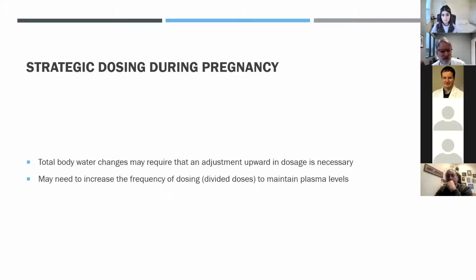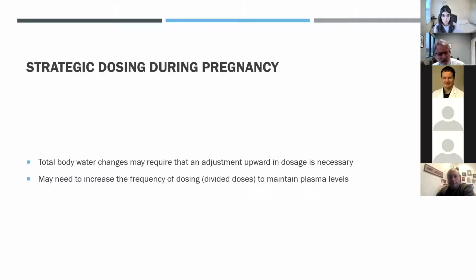All right, so what about strategic dosing during pregnancy? One thing that happens when someone is getting further along in their pregnancy is that the total body water changes in the woman. And so they may require an adjustment in dosage because of this increase in body water. A patient may start to report that they're not feeling comfortable, that the Suboxone is not holding them like it used to. And so it's perfectly reasonable to adjust the dosage upward during pregnancy.